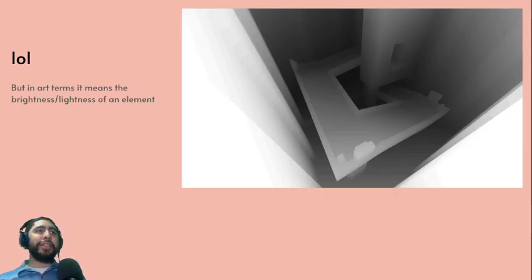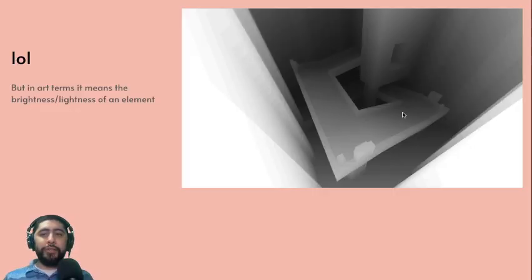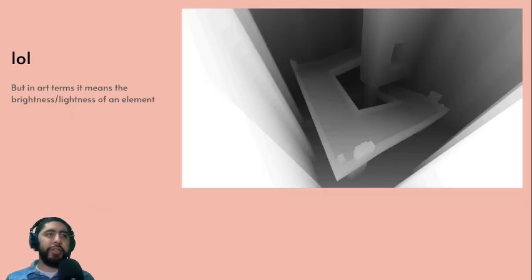So value is the lightness or darkness of an object. So if you're able to see this Magic Eye here, this is the image you would see. In this image, it's a depth map, which is different. But when we see things that are lighter, we think of actual light, and when things are darker, we think of shadow. And it's also symbolic as well. Lighter things are more pure, darker things are more evil, etc. But yeah, that's value, the lightness or darkness of something.